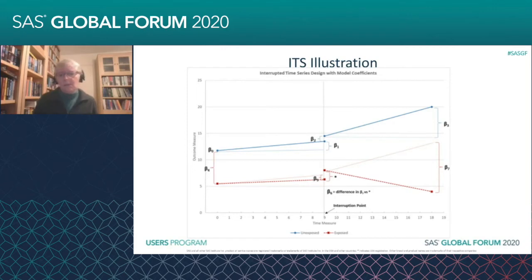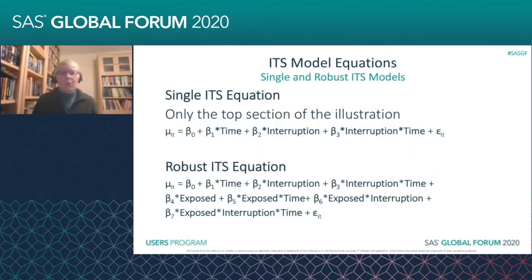So moving on to the equations here, the single ITS is basically only the top section of the illustration. So all we're looking at is a pre-post slope and a jump. And you can get that from this equation with the beta naught through beta 3. It's very similar to the DID, except that you have this beta 2 around the interruption that gives you how much the interruption actually changed the baseline from where it was in period 9 to where it jumped to in period 10.